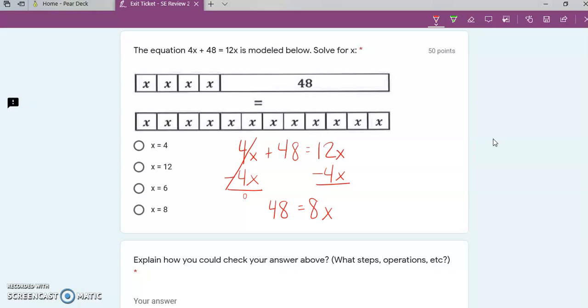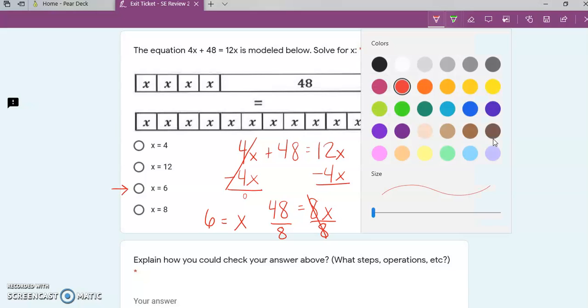And so now what do I do? Because I have 8x on one side, 48 on the other side. Now I have to divide by that 8 on both sides. So these are going to cancel. That means I'm only left over with x. And then 48 divided by 8, 8 goes into 48 6 times. So then I say, okay, this could be my possible answer.